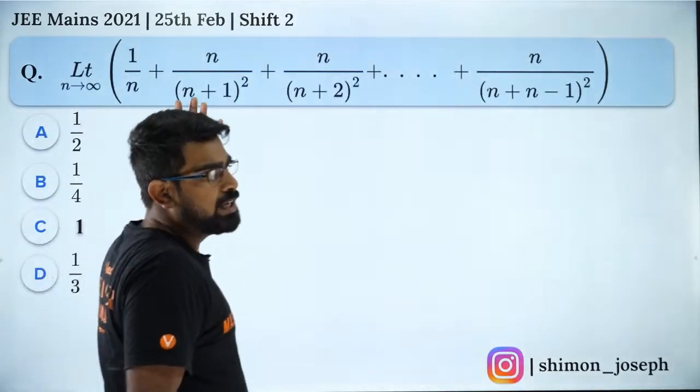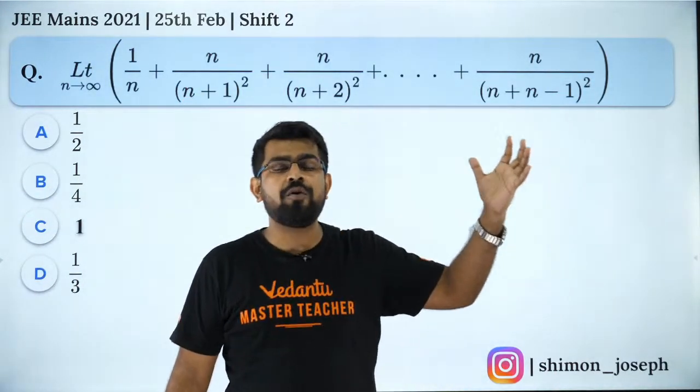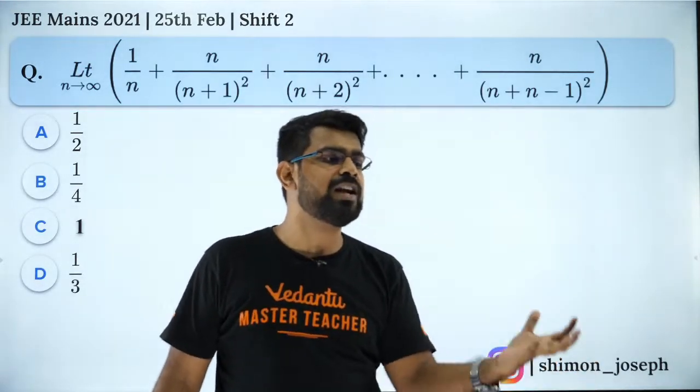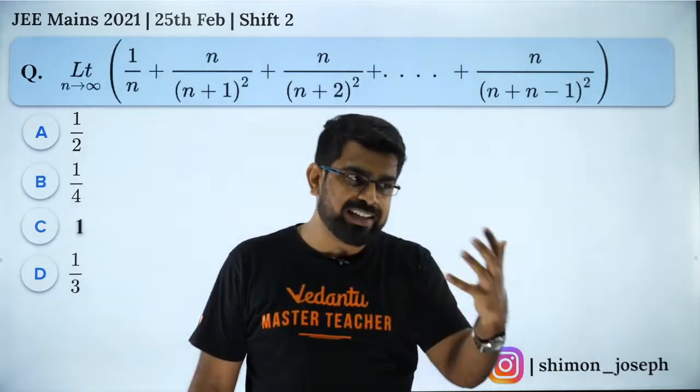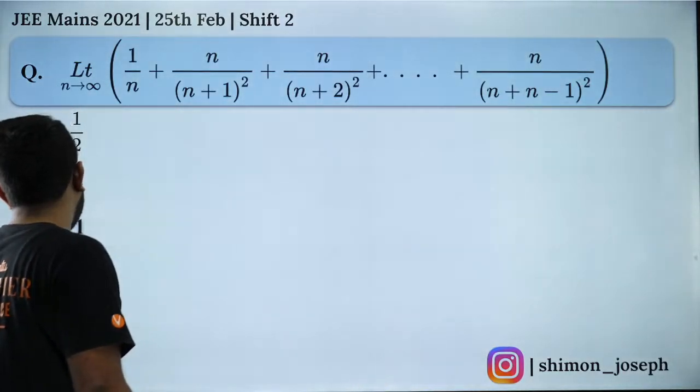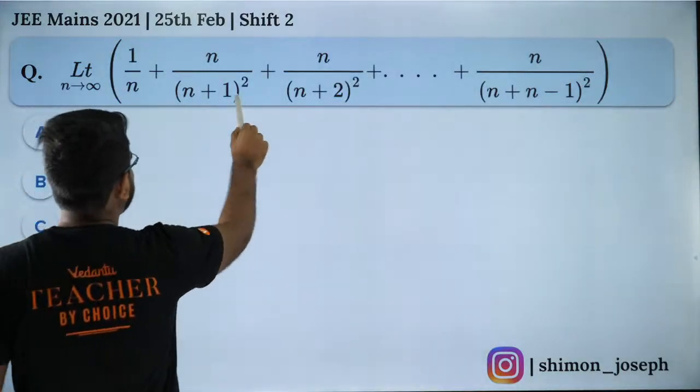So guys, let's get started with the very first question of today's paper that I have. So this was a limit of a sum. So whenever you have a limit of a sum, you can convert it to a definite integral. I'm going to teach you how to do that. But before you go and solve it, you need to first understand how you write it as a summation.